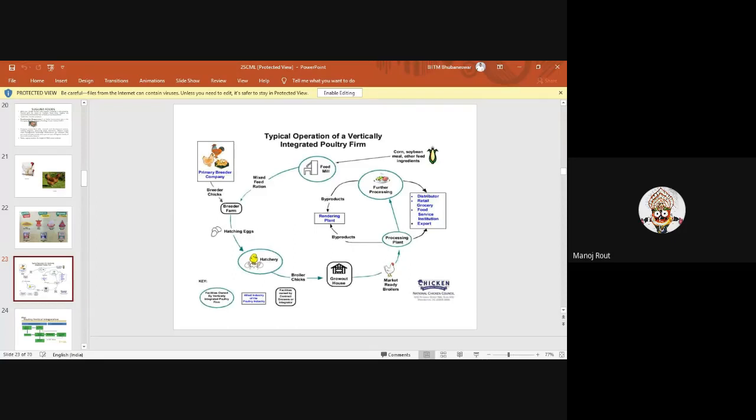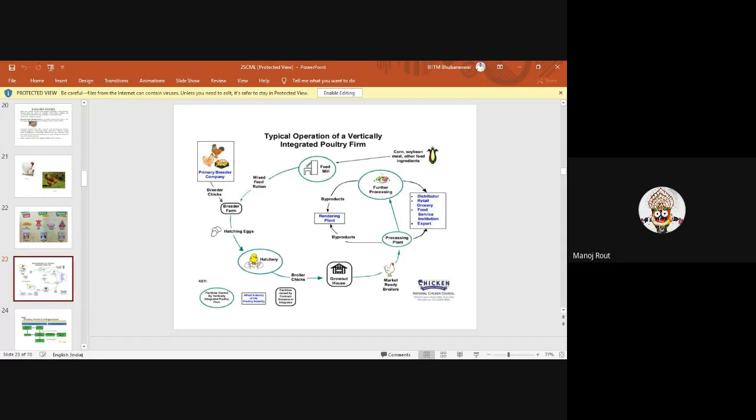As you see, in the case of the further processing plant, it should go directly to the retailer, distributor, grocery, food service, institution, and export. So this is the typical vertical operation of an integrated poultry farm, starting from the corn. Let me repeat that: corn and soybean directly go to the feed mill, and from the feed mill to the breeder farm, and breeder farm to different broiler farms.